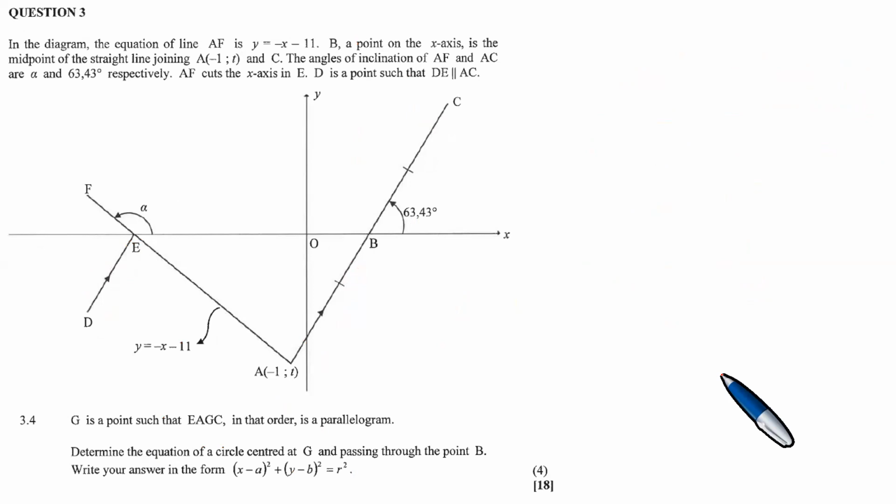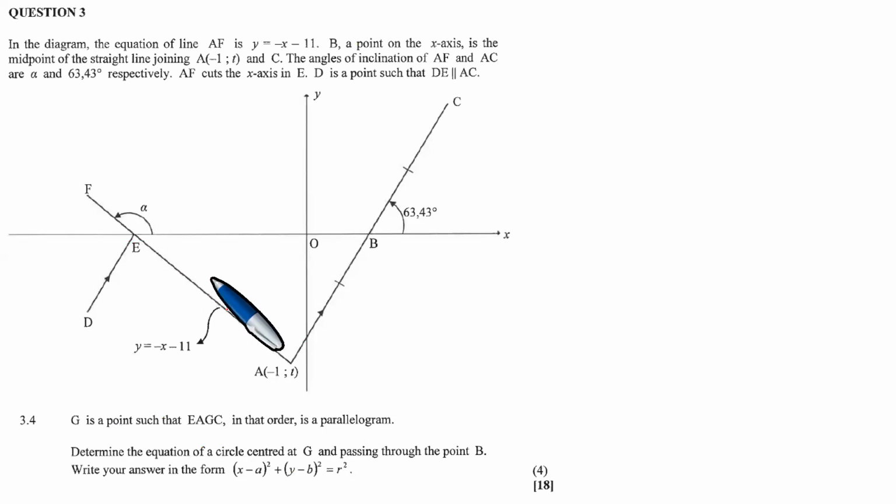Here's another question. We read the story up there, and what we've been told is that G is a point such that EAGC, in that order, is a parallelogram. So the examiner is putting G such that if you start from E, A, then you go to G, C, you get a parallelogram.